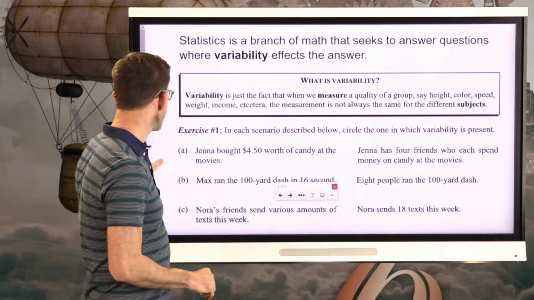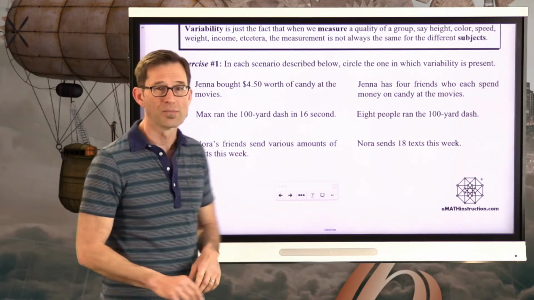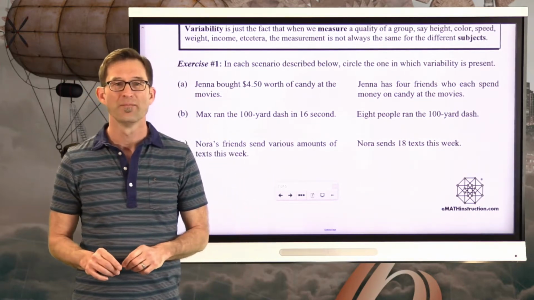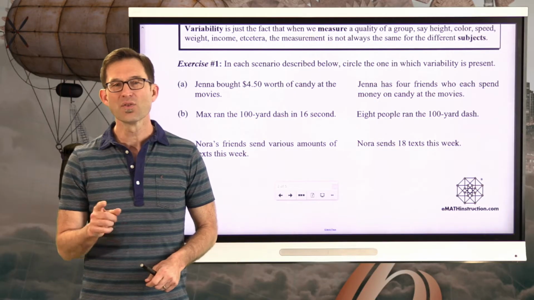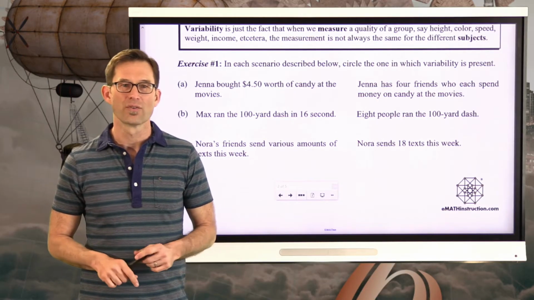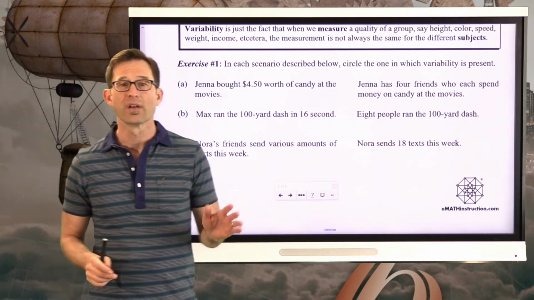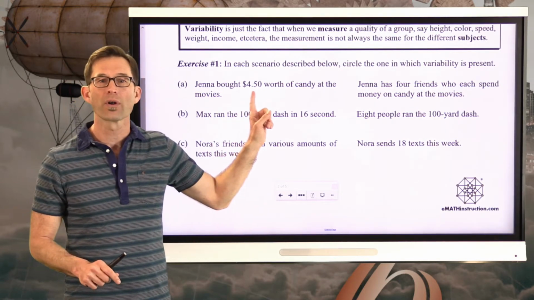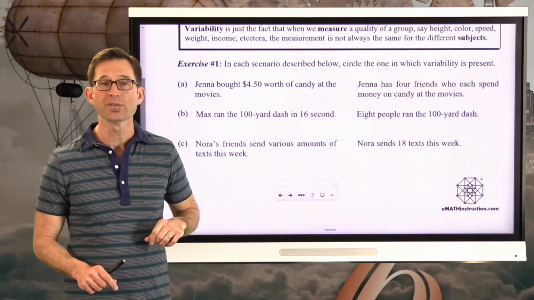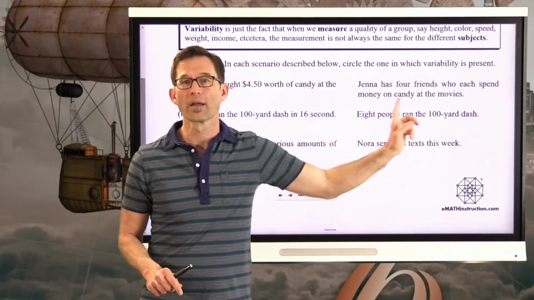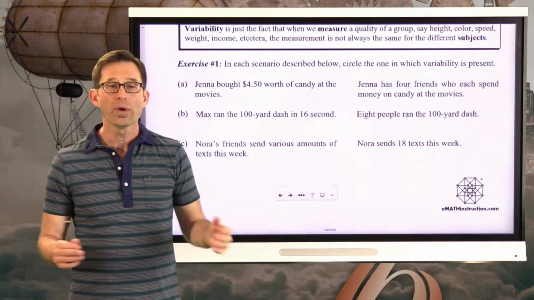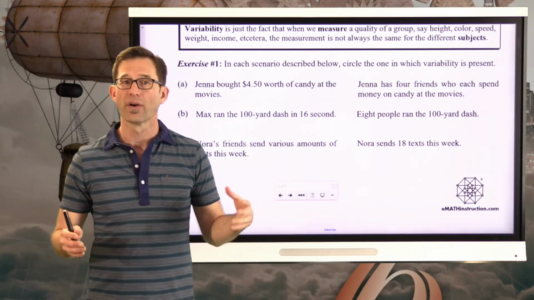So just to make sure that we can spot variability when it comes up, let's take a look at exercise number 1. In each scenario described below, circle the one in which variability is present. This is pretty easy. Let's do the first one together and then have you do B and C on your own. So in letter A, we've got these two scenarios. The first one, Jenna bought $4.50 worth of candy at the movies. And the second scenario, Jenna has 4 friends who each spend money on candy at the movies. In which of those two scenarios is there actually variability?